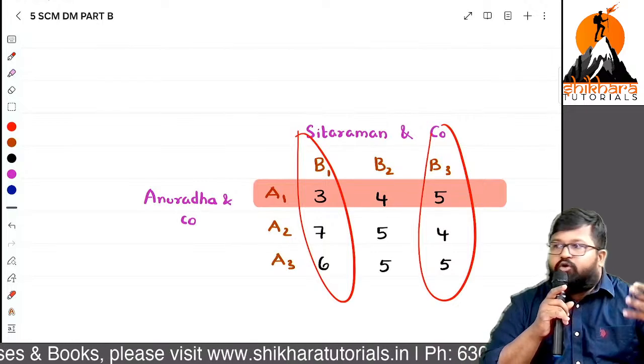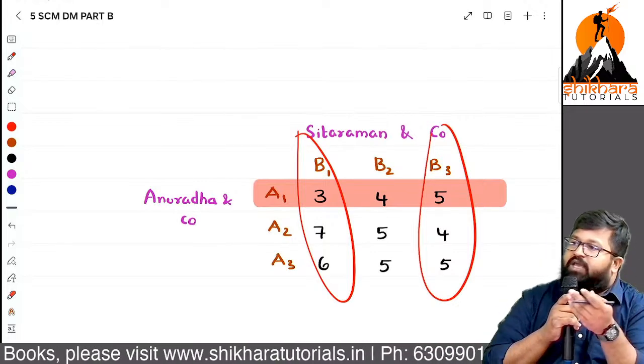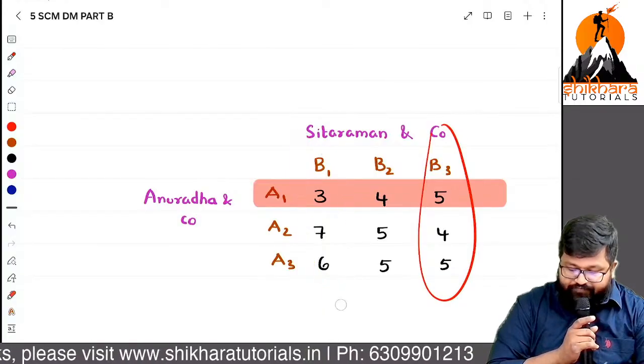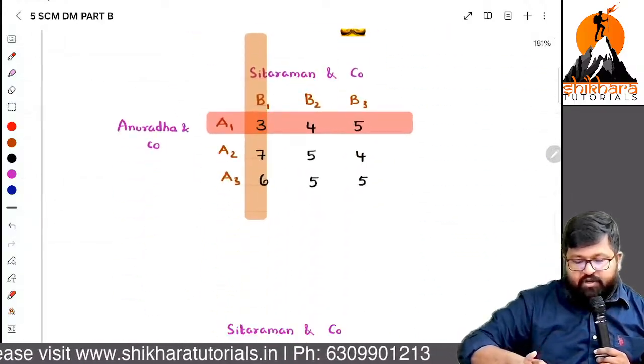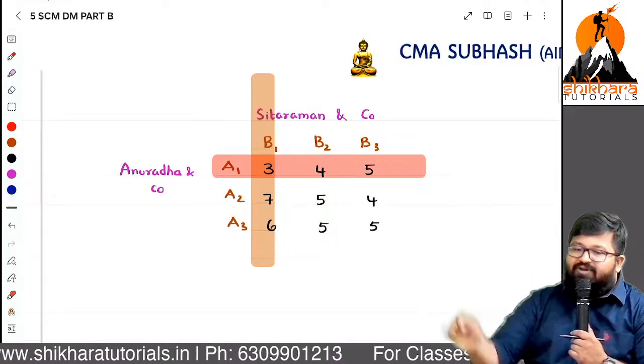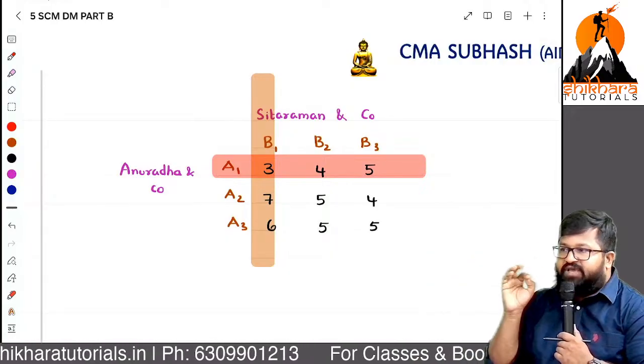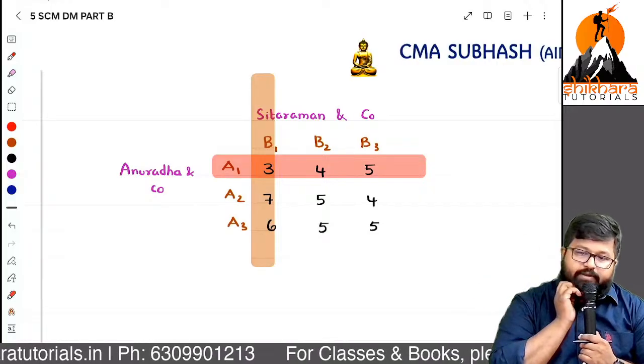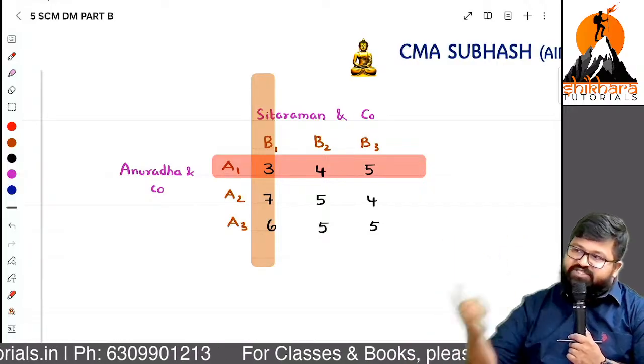If you are getting more rows or more columns, you can eliminate anyone as per your wish. Is this point clear now? We compared and we eliminated. What are the elements left over? 5, 4, 5, 5. What is the order of the matrix? 2 by 2.